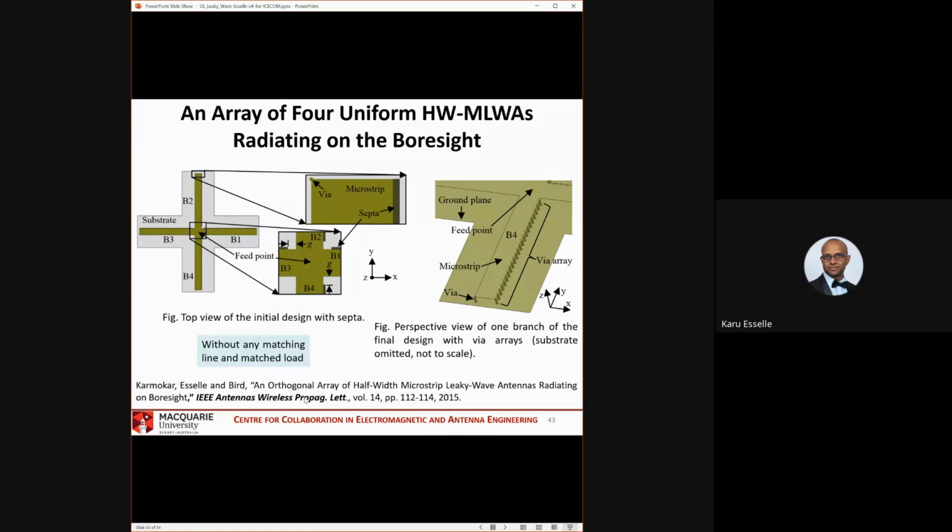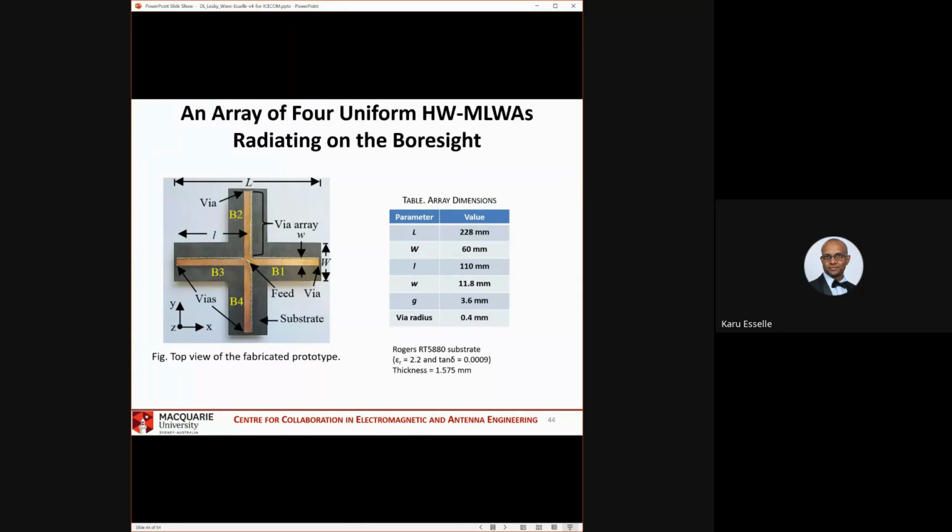We published this in IEEE AWPL, and to make it easier, we did not match-terminate these ends because there was not much power left. So we just put a via at the end to reflect if there's anything, but it did not affect performance. This is the top view. You can see via arrays here and here, and then the vertical segment has via arrays here and here.